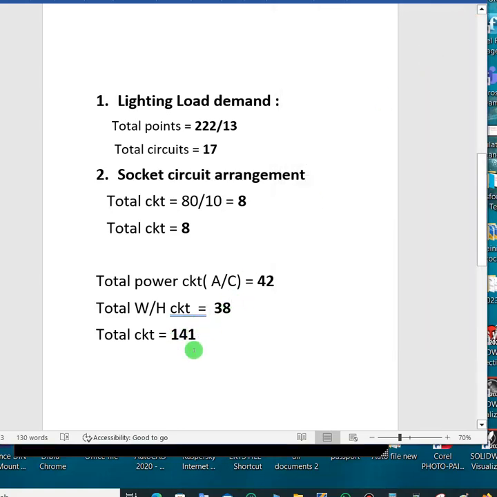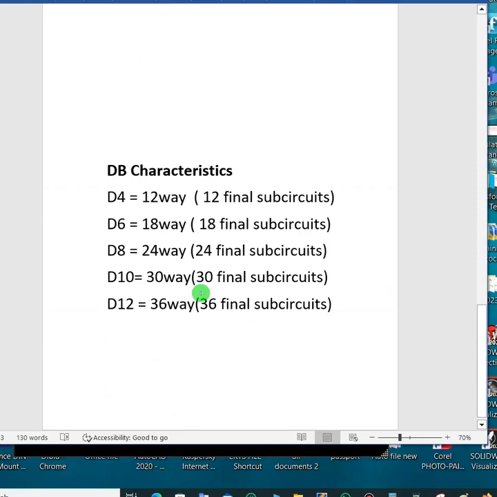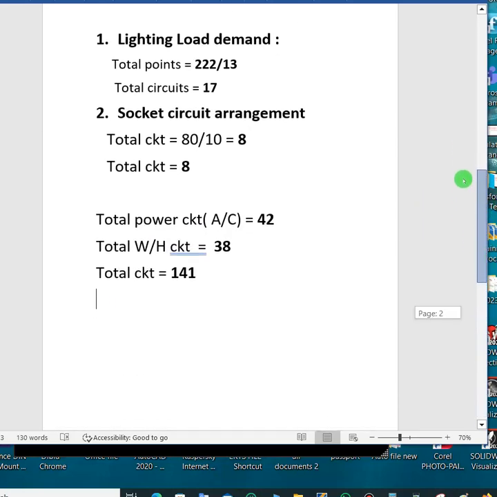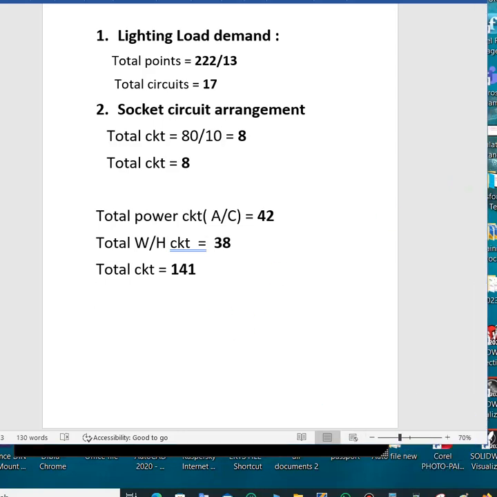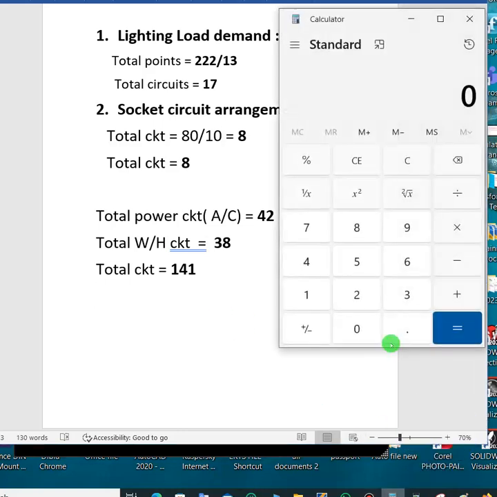All right. So now, if we have this as our total circuit in the entire floor, which of the distribution boards will go? So let's try this. Let's see D8, that is 24. Let's work with 24 way. So let's see if we are going to use D8 to divide the entire circuit. So get your calculator once again. We're going to have 141 as our circuit, divided by 24.